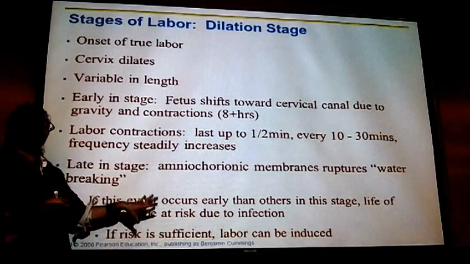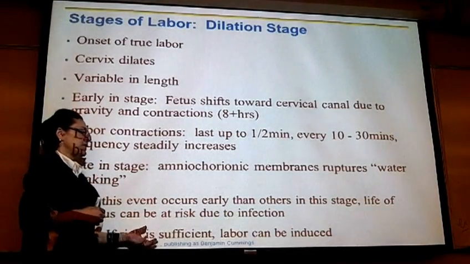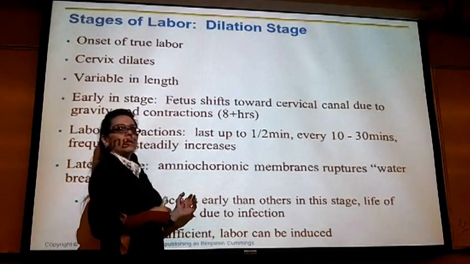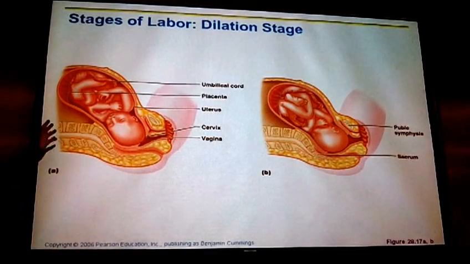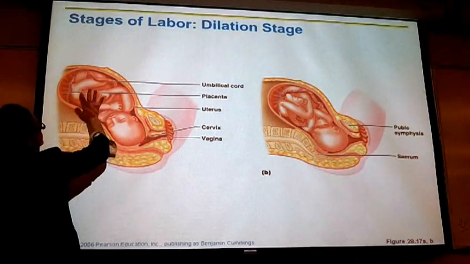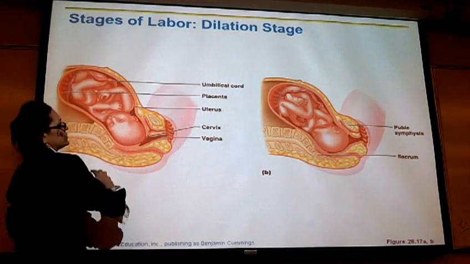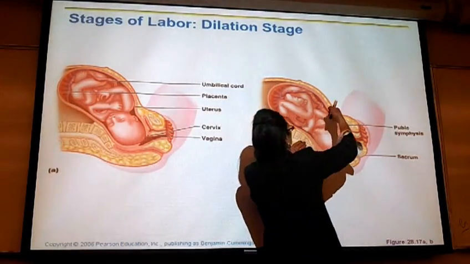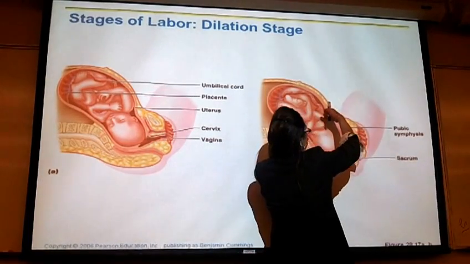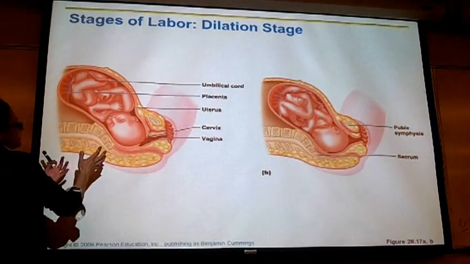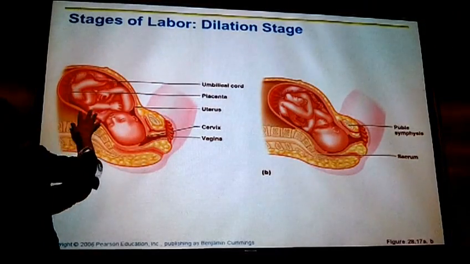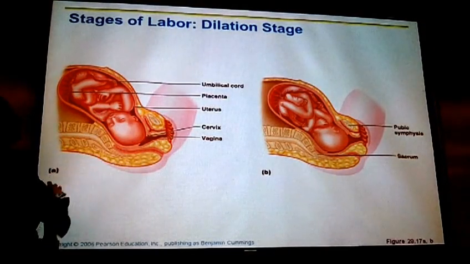But this is why, if you are in that kind of setting, they tend to want to move the labor along at that point. Now, you can see the dilation stage, so this would be pre-stage, and you can see here that you have a shifting of the fetus down. Just looking at this, you can see that you want the fetus to be in this situation.